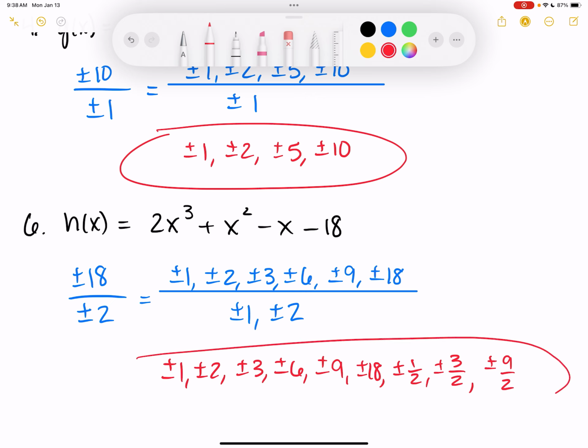All right. So these are all possible zeros right here. It says all possible because when you plug it in, it equals 0.